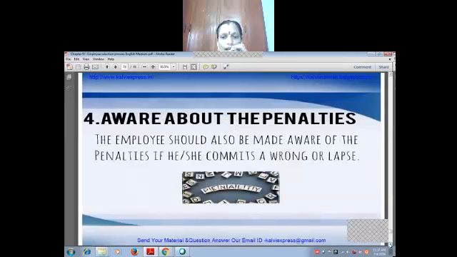Aware about the penalty. Sometimes if you make any mistake, they will put a penalty on you. Otherwise, one day's salary they will reduce. So the employee should also be made aware of the penalties if he or she commits a wrong or lapse. If you make any mistake while you are learning, they can accept. But after the training period, if you are making any mistakes, they will reduce your salary or they will put a penalty for their loss. Okay.